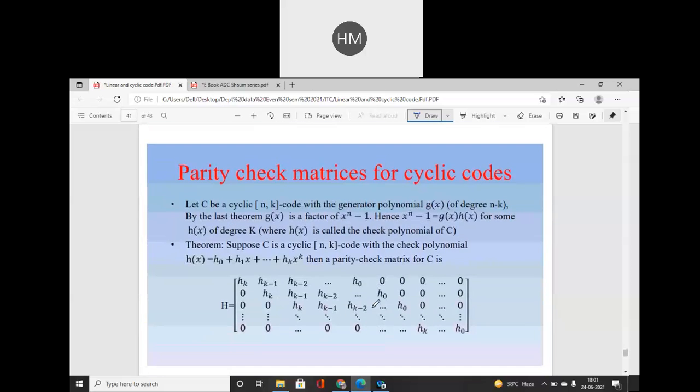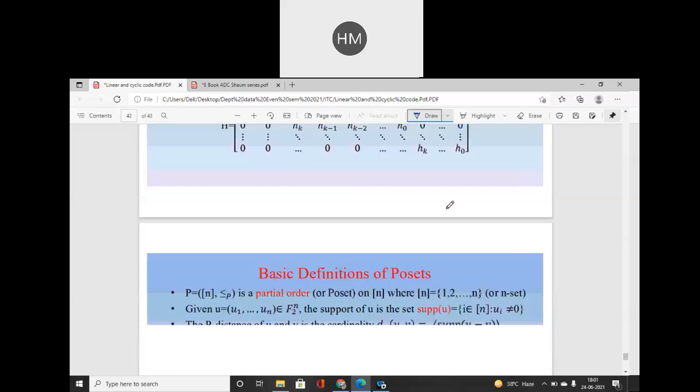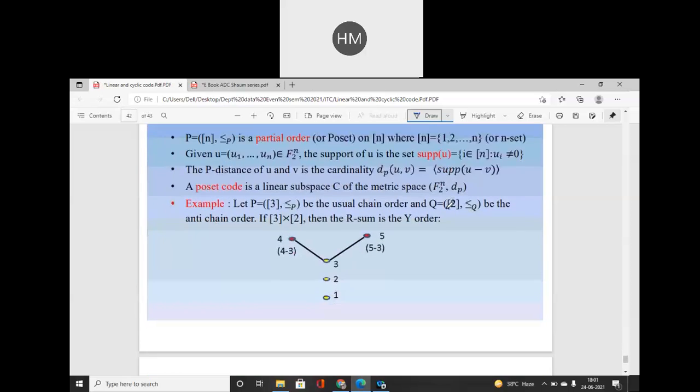Then parity check matrices for cyclic code. For the parity check matrices, we always have to mention the parity check polynomial. It's a check polynomial. What will be the polynomial equation? H of x is equal to h0 plus h1 of x plus till hk x to the power k. Okay, this is my parity check matrices for cyclic code. We will discuss all these things in detail.